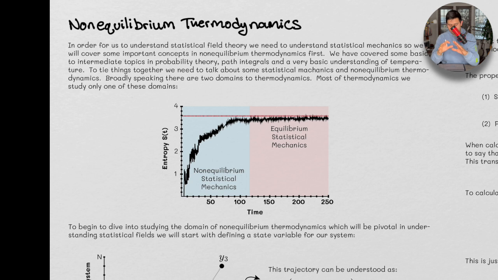So we're talking about statistical field theory, but there are a lot of prerequisites to understanding statistical field theory, one of which is non-equilibrium thermodynamics. And really, it's the study of thermodynamics when we're not in equilibrium. But what exactly does that mean?